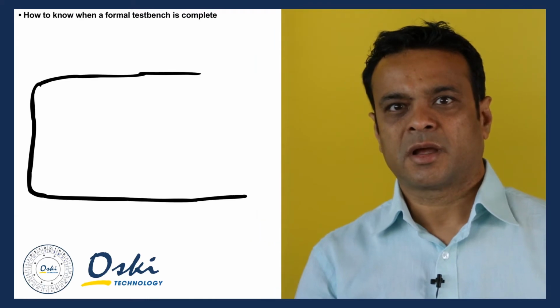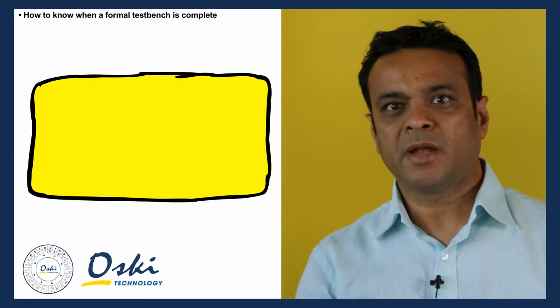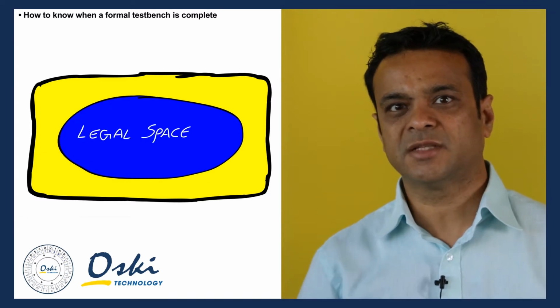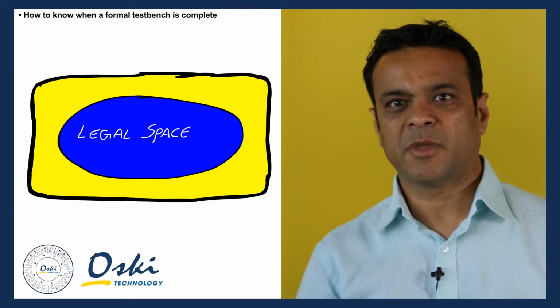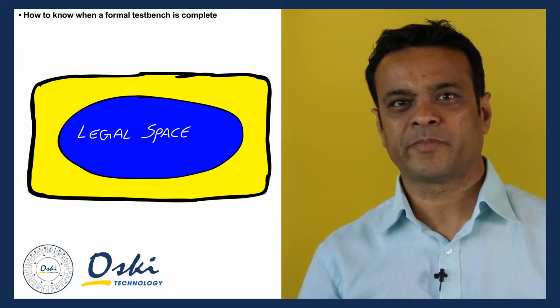There are three things you have to cover to decide that you're finished with the formal test bench and you're ready to sign off. Number one is constraints. Constraints are built in your formal test bench to ensure that the inputs coming in from all sides of the design are legal, and the design is not exercising illegal behavior that you do not care about.